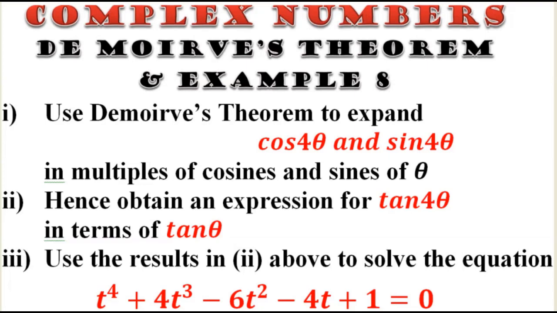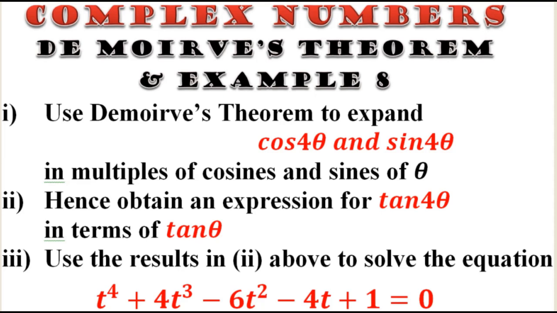Use De Moivre's theorem to expand cos4θ and sin4θ in terms of powers of cosines and sines of theta. Hence obtain an expression for tan4θ in terms of tan θ. Use the results above to solve the equation 3 tan⁴θ + 4 tanθ - 6 tan²θ - 4 tanθ + 1 = 0.